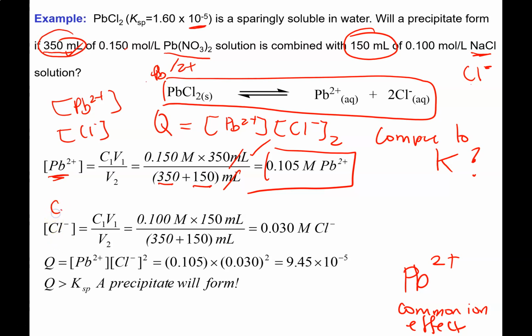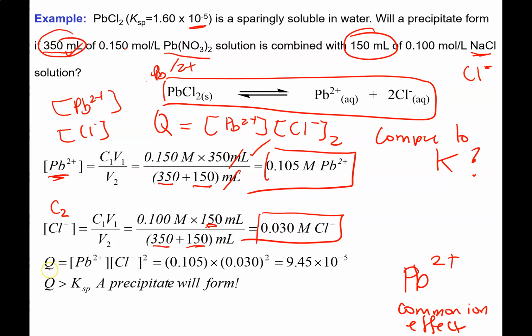Now I've got to calculate my chloride ion concentration after the dilution. I began with 0.1 mole per liter sodium chloride. So that's my concentration of chloride to begin with. That's my C1. I used 150 milliliters of it. That's my V1. And then again, after the dilution, because we're combining 350 and 150 mL, I have 500 mL total. Do the math on that, and I've got 0.03 molar chloride ion.